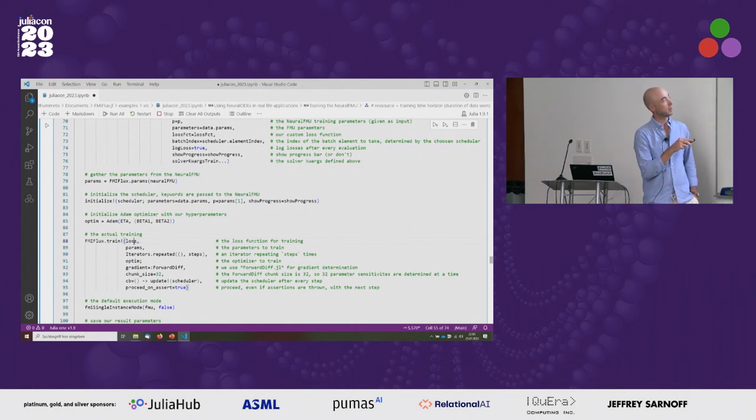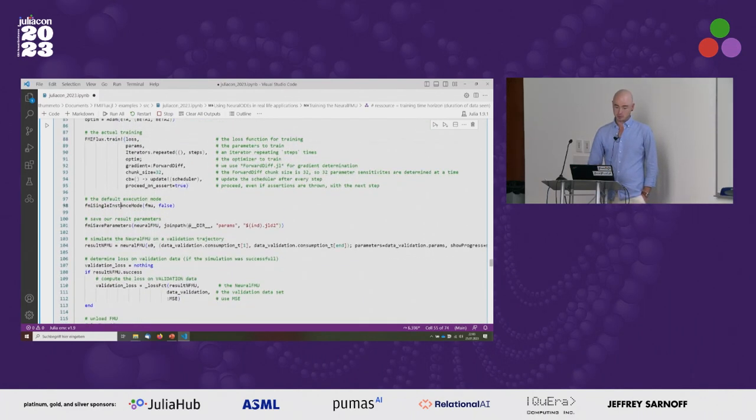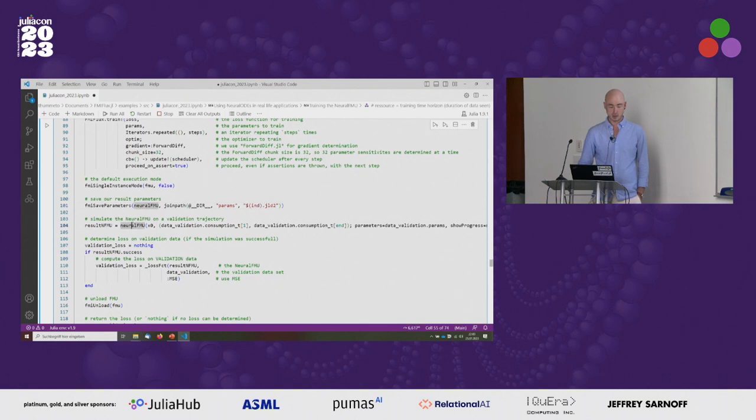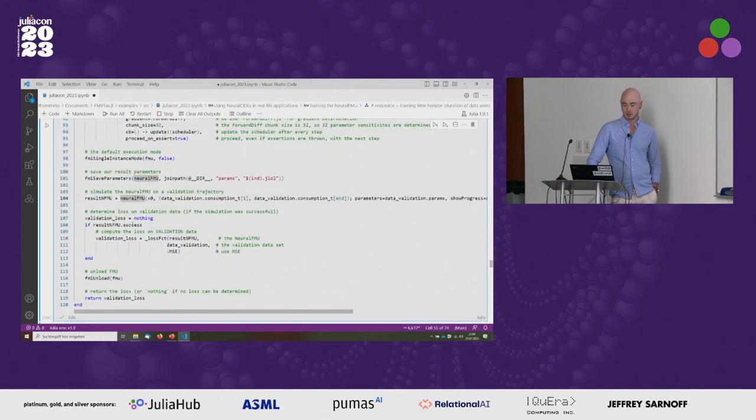We want our scheduler to be updated, and there's a keyword, "precede on assert", so when an assert throws because the system becomes unstable or similar, the training just goes on with the next step. After this, we switch back to the original execution mode. We save the parameters of our training result, and we simulate the neural FMU on validation data so we can return this to the optimization process.